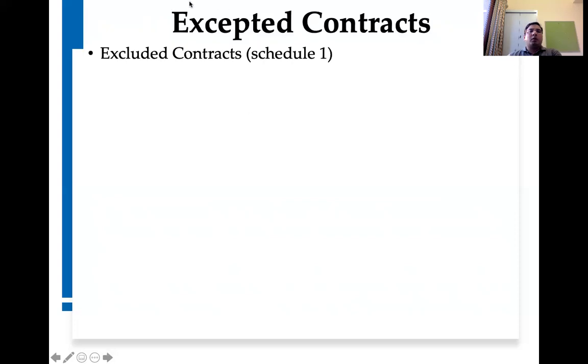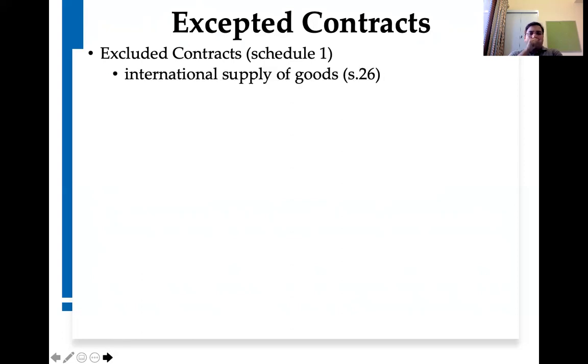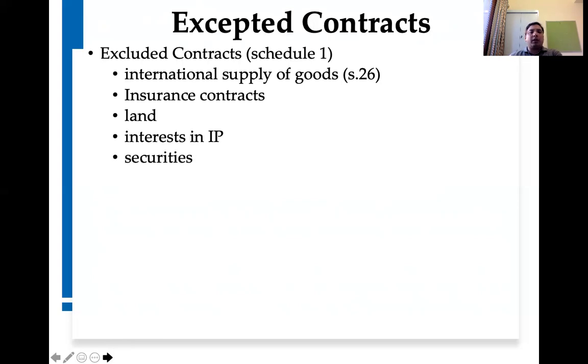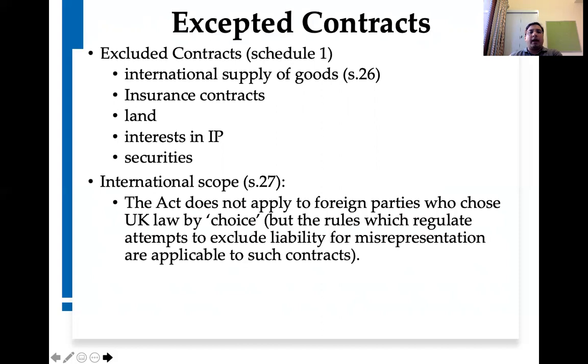Now, the 1977 Act specifically excludes certain types of contracts which are provided in Schedule 1 of the Act. They include international supply of goods, insurance contracts, land contracts, interest in intellectual property, securities, and there is also a limitation on the international scope of the Act.